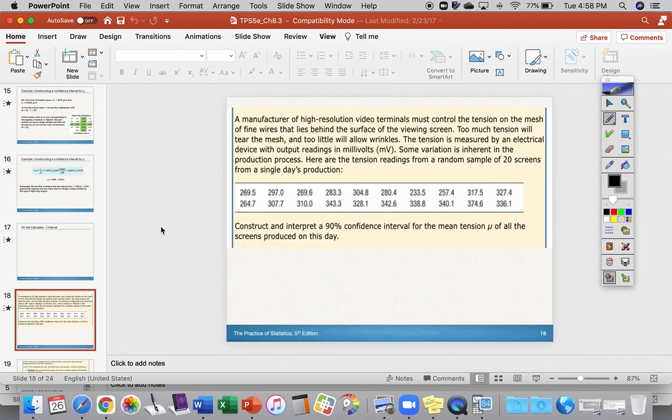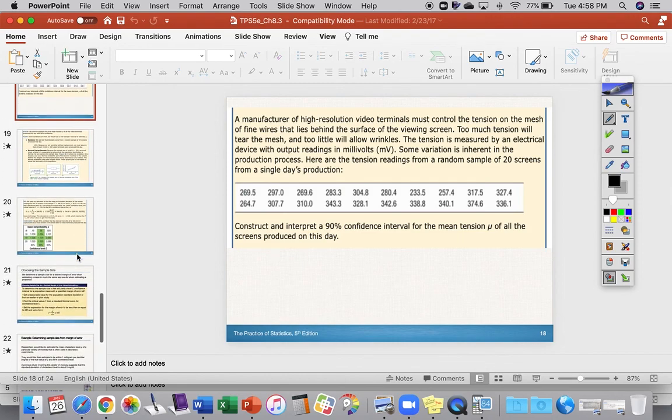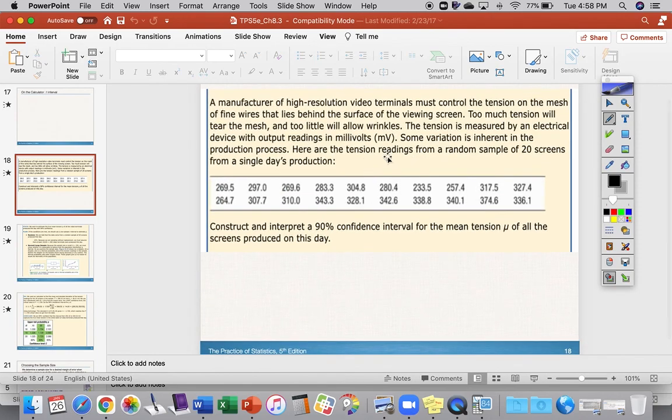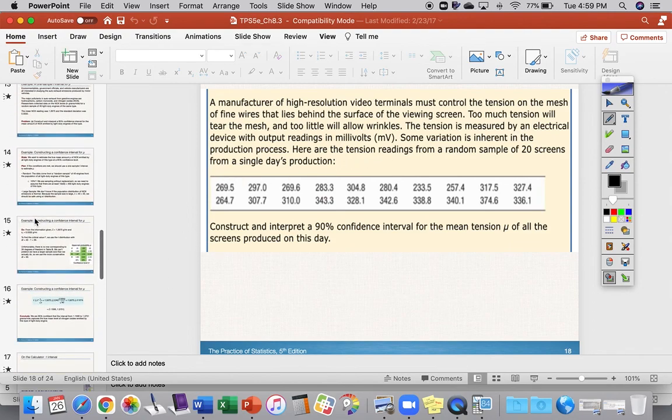Okay, we're going to do another one now, except I want to show you that the calculator will be a big asset to you for other problems. A manufacturer of high-resolution video terminals must control the tension of the mesh of fine wires that lies behind the surface of a viewing screen. Too much tension will tear the mesh, too little will cause wrinkles. The tension is measured by an electrical device, with some variation. Here is the tension reading from a random sample of 20 screens. Let's look at the major difference right away.